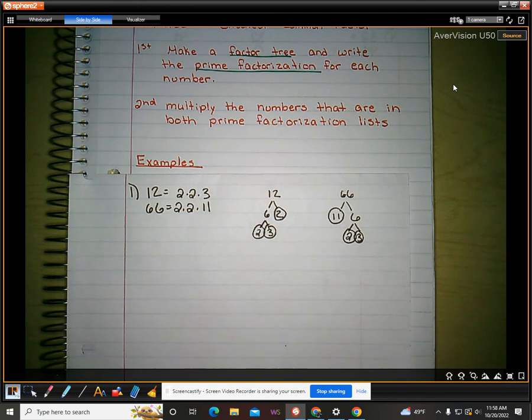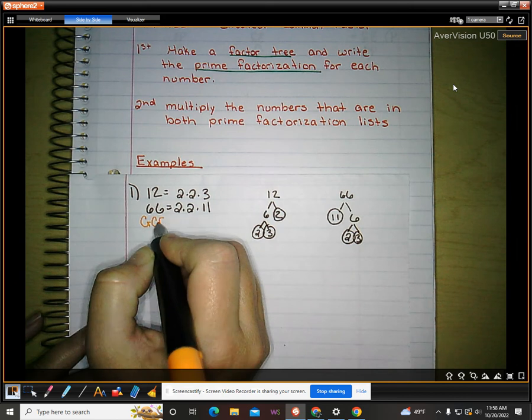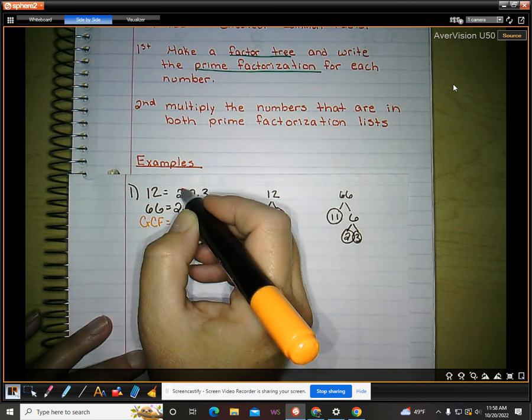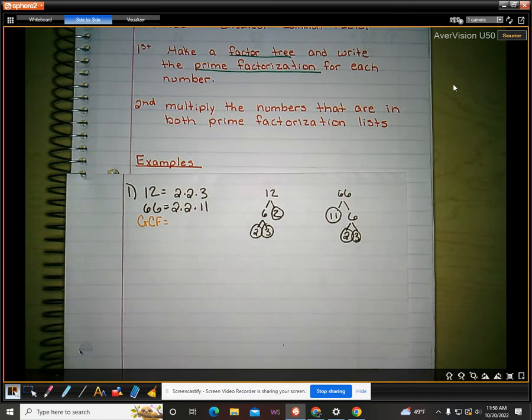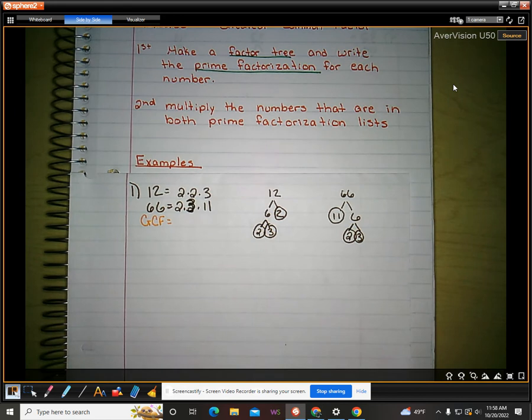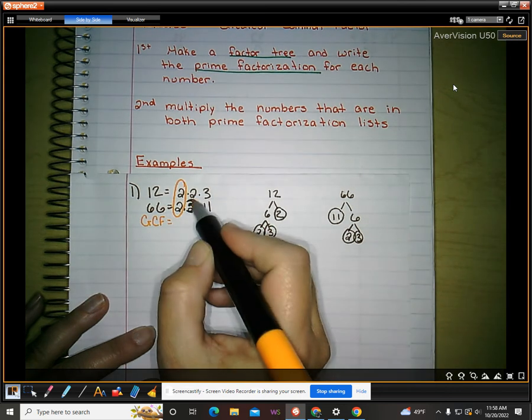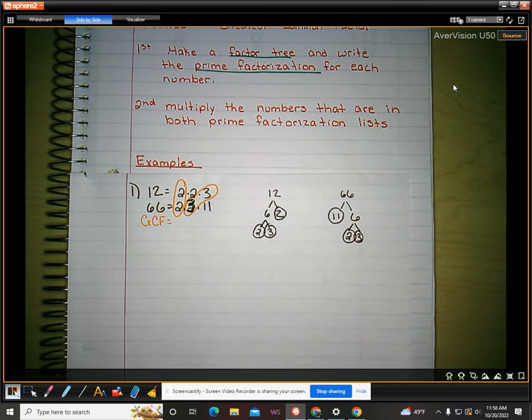So now to find greatest common factor, you're looking for numbers that are the same, except I wrote one thing wrong. That second number is supposed to be a 3. 2 times 3 times 11. So you're looking for numbers in both lists that are the same. So we have a 2 in both lists, and we have a 3 in both lists.